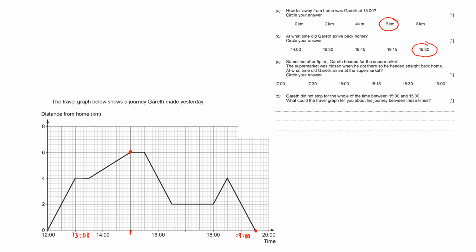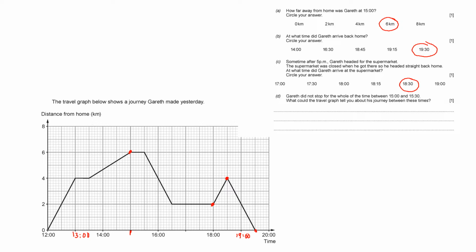Sometime after 5 p.m, Gareth headed for the supermarket. The supermarket was closed when he got there, so he headed straight back home. At what time did Gareth arrive at the supermarket? So if it was after 5 o'clock, my assumption is this time here is where he headed to the supermarket. He's got there, and then rather than stay any amount of time, so the line would be flat, he's come straight home. So that time there is 6:30, halfway between 6 o'clock and 7 o'clock.